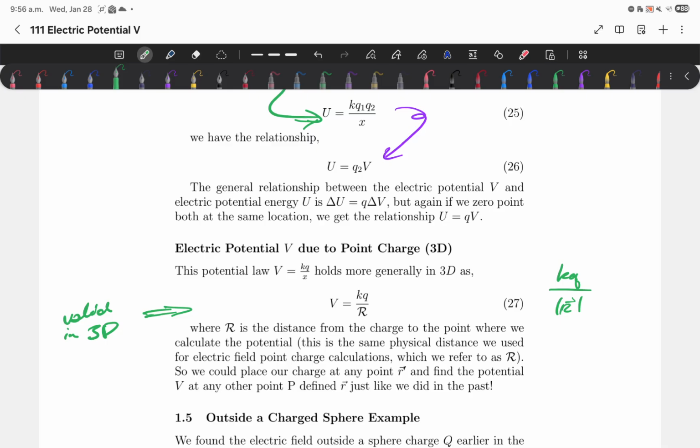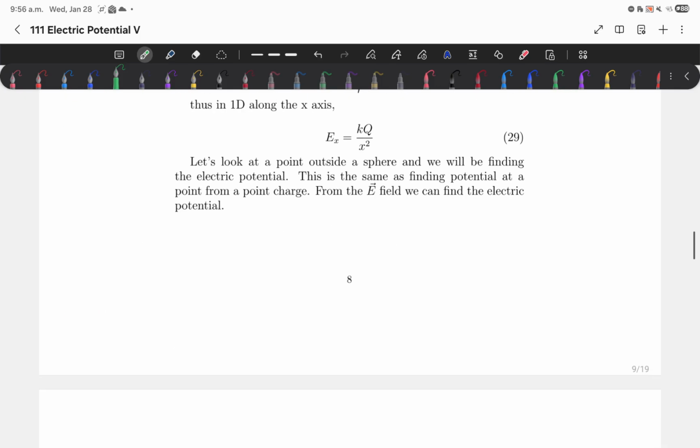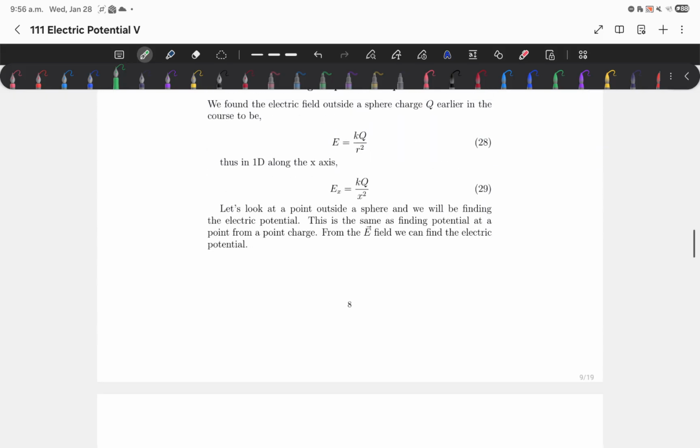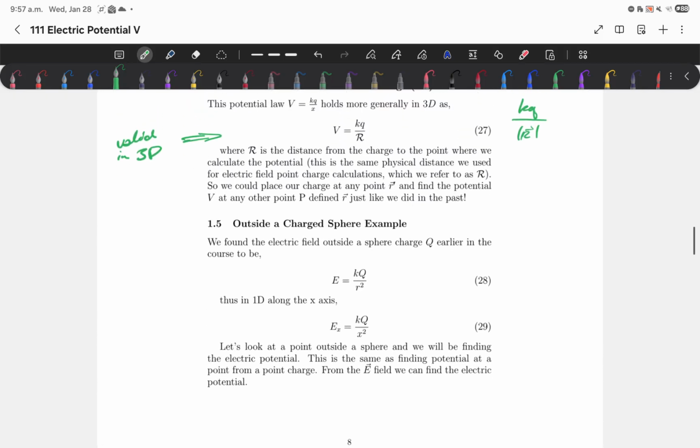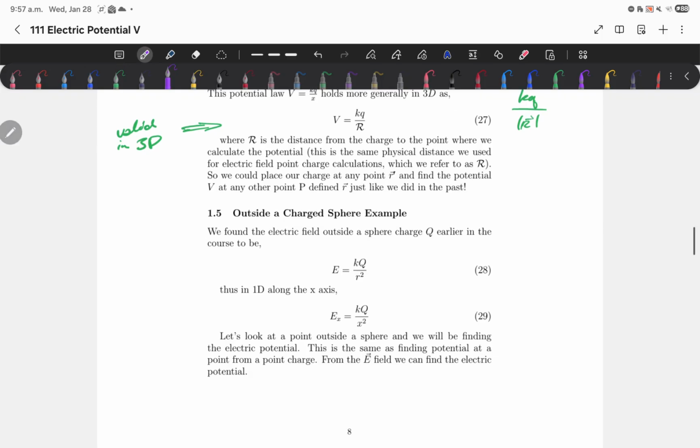So this big R here is our physical distance. Let's say this water bottle is our point charge, and let's say we want to find the potential here. Well, what's big R? It's just the distance to that point where we want to find the potential. So it's very similar to what we did with the electric field. In fact, in my opinion, it's a lot easier. This is a scalar. We don't have to worry about unit vectors, or this vector, or that vector. We just have to figure out how far away the point is from the charge. And that's how potential is defined for a point charge, 0 pointed at infinity.